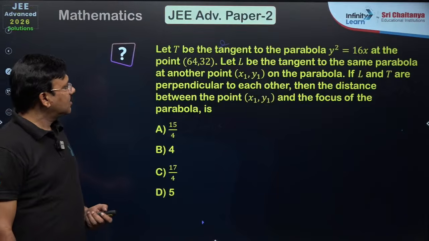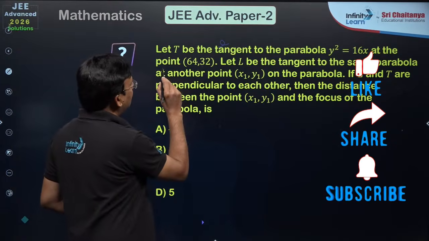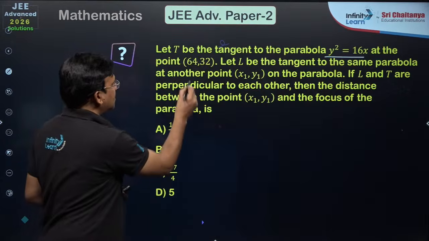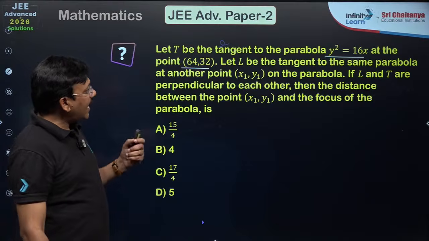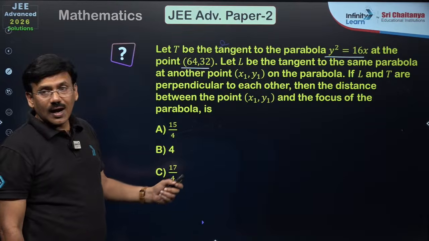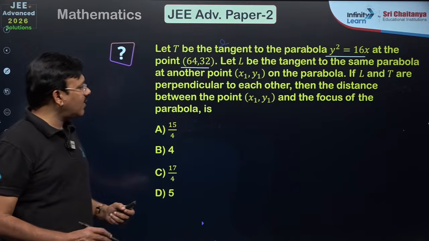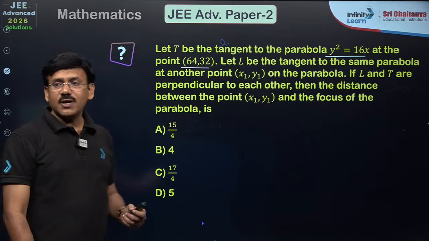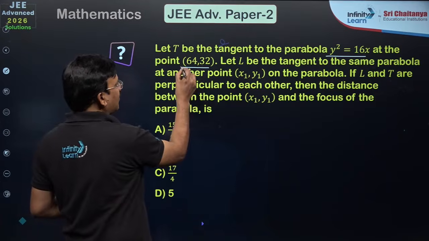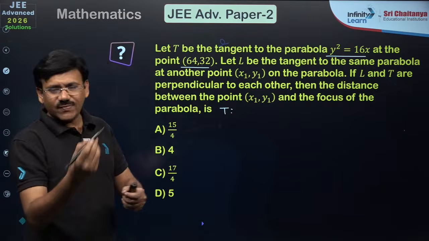The next question is related to the parabola. Let T be the tangent to the parabola y square is equal to 16x at this particular point. Let L be the tangent to the same parabola at another point x1, y1, and L and T are perpendicular to each other. Find the distance between the point x1, y1 and the focus of the parabola. You see, dear students, this question is very easy, I can say. Since this is a parabola and it is a point on this, the tangent equation T is nothing but just apply S1 is equal to 0.